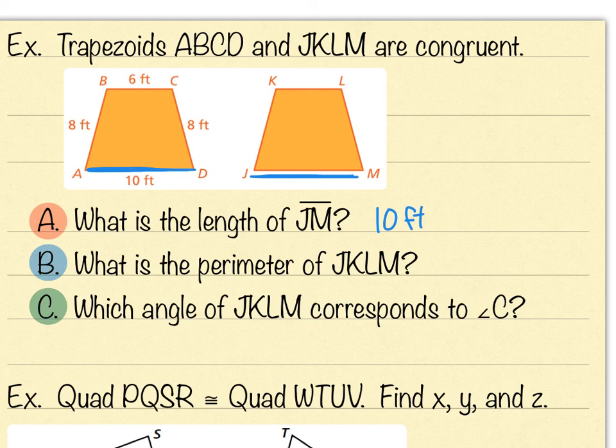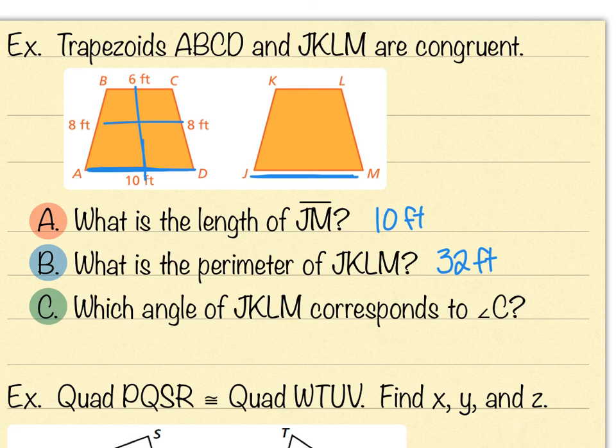And it says, what is the perimeter of JKLM? Well, if all the corresponding side lengths are equal, then if the perimeter of trapezoid ABCD is 6 plus 8 plus 8 plus 10, which is 16 plus 16 is 32, then the perimeter of JKLM is also going to be 32 feet. Make sure we label. We're in a geometry unit, so we want to label everything.